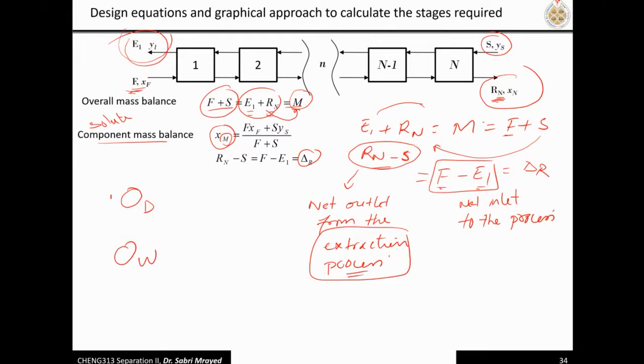The line represented by delta R is going to satisfy the material balance equation, and the lines representing, for example, y1 and x1, and y2 and x2, and all these, are going to satisfy the equilibrium relationship. We call them tie lines.